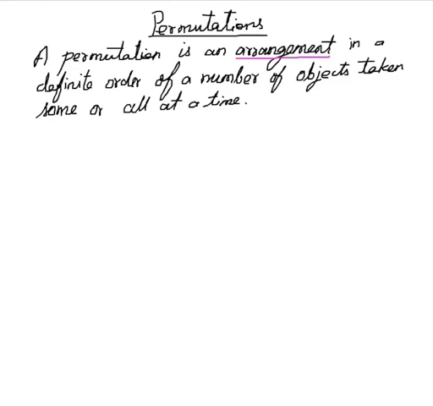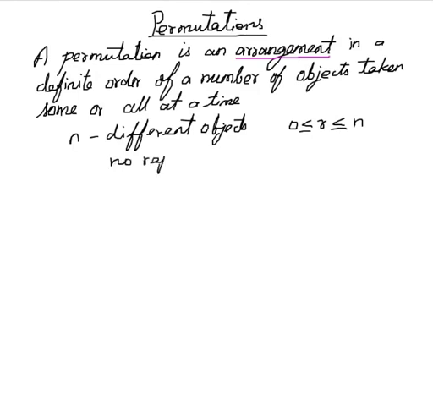Let us consider that we have n different objects and we have to select r at a time and arrange those selected r objects. The condition for r is 0 ≤ r ≤ n, and no repetition. We have n different objects, out of which we are going to select r objects and permute them. So nPr is the formula. The formula is n factorial divided by (n minus r) factorial.